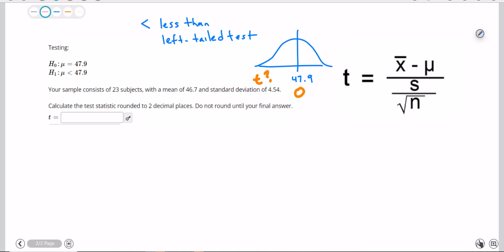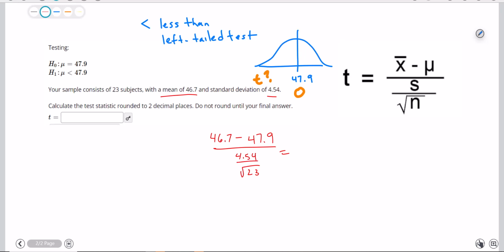Because this is a left tail test. So if I just simply plug in everything that they give me, that's the sample mean, which is X bar, 46.7, minus the population mean, 47.9, divided by the standard deviation, 4.54, over the square root of the sample size, 23.